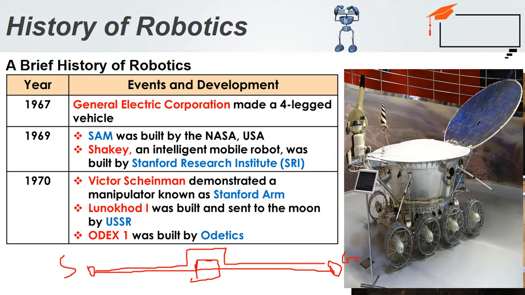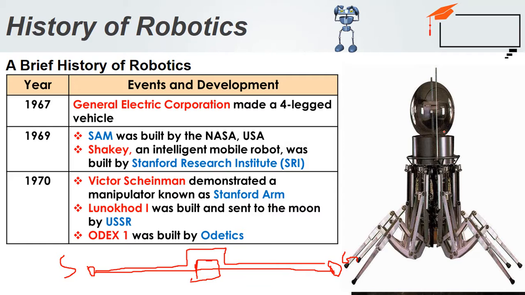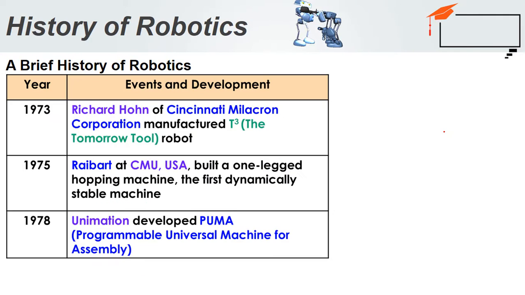Later the same year of 1970, Odetics, a company, developed a six-leg robot which mimics the spiders. So that is called Odex 1. So it can adjust its height, adjust in width with the help of leg movement. So it has six legs, and depending upon the environment, this height and width of the robot can be changed. So this is the development of the anatomy of the robot based on the animals and insects.